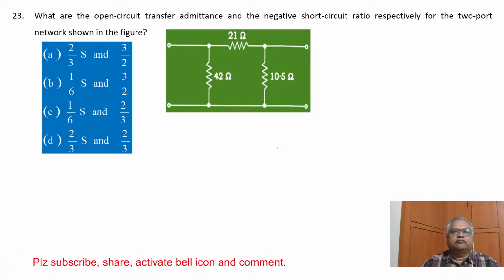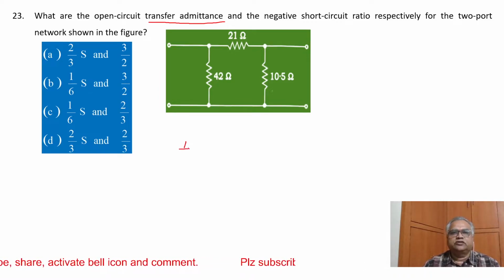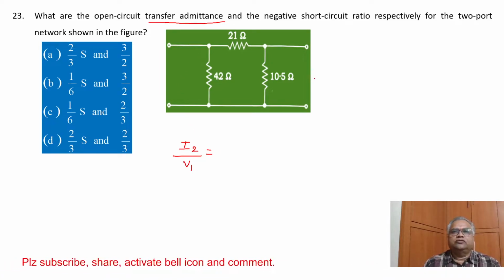There is another problem. Two-port network. What are the open circuit transfer admittance? Transfer admittance. Admittance is basically current by voltage. So transfer means output current by input voltage. So I2 by V1. This is what asking. So under what condition? Again open circuit. So make this open.